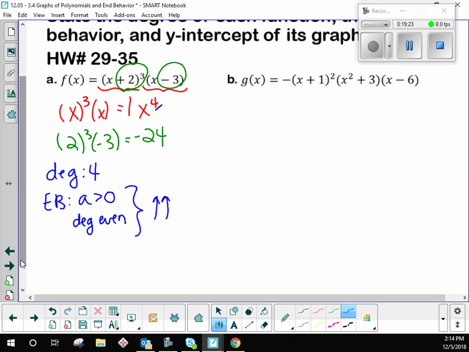And then the y-intercept, I don't want you to write just negative 24. Please write it as an ordered pair, 0, negative 24.